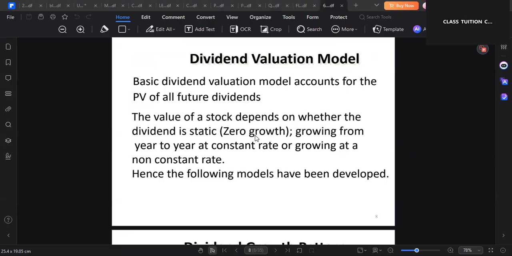So we have three patterns we're going to look at. There's what is called the zero growth, the constant growth, and the non-constant. The constant growth has a constant growth rate, and the non-constant has a high growth rate, and later on, it's stable. It goes in a stable mode. So we're going to start with the simplest, which is called the zero growth model.